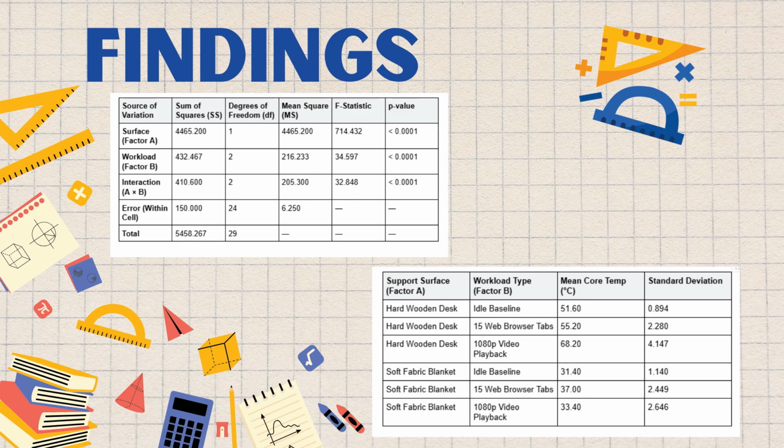Why did wrapping the laptop in a blanket result in a much cooler processor? Our ANOVA confirmed a significant interaction effect. F is equal to 32.85. The blanket physically suffocated the intake vents.